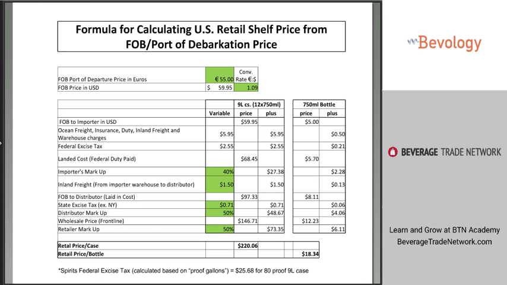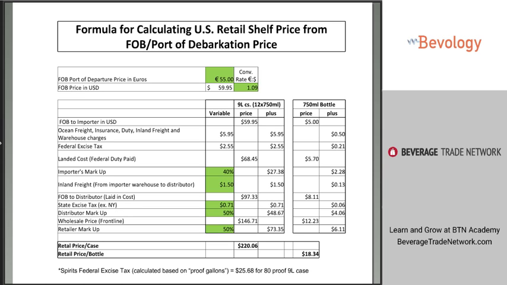And that is what we call your landed cost, which means the value of the goods sitting in a warehouse from which a distributor can order the product. It assumes that federal duty has been paid and the product has been withdrawn from the bond. Then the importer is going to put a markup on that.